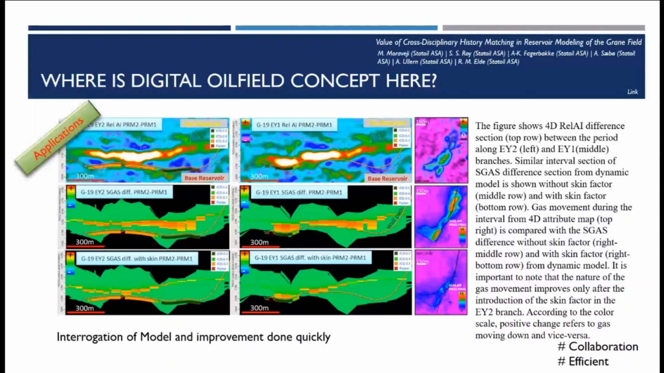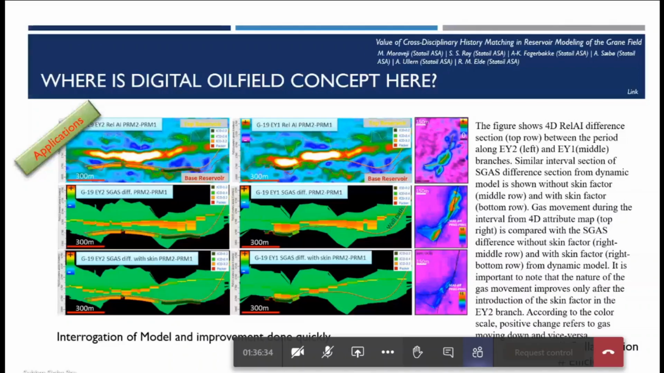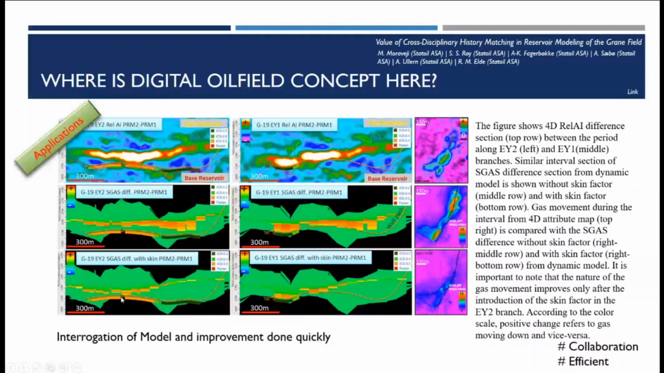This is significantly important in the industry. This is where you see how the collaborative approach between the data and the disciplines takes place. We are using the data to mimic the model, what the data is telling you. So we are using the skin factor to make the model look as the seismic is showing. This is the end result after the application of the skin factor.